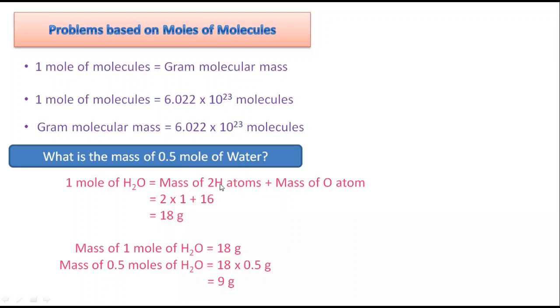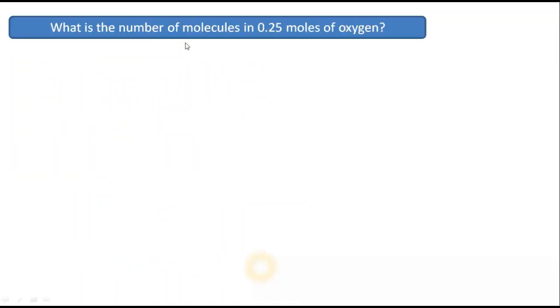So the molecular mass of water is 18 grams, and because molecular mass represents 1 mole, 1 mole of water is having 18 grams of mass. So it means the mass of 1 mole of water is 18 grams. But how many moles are here? 0.5. So the mass of 0.5 moles is equivalent to 18 multiplied by 0.5, that is 9 grams. So the mass of 0.5 moles of water is 9 grams. Clear?